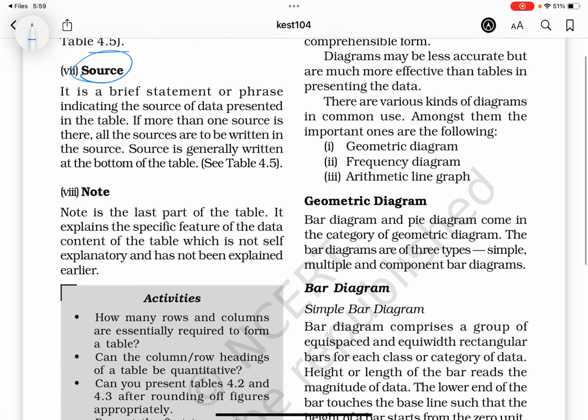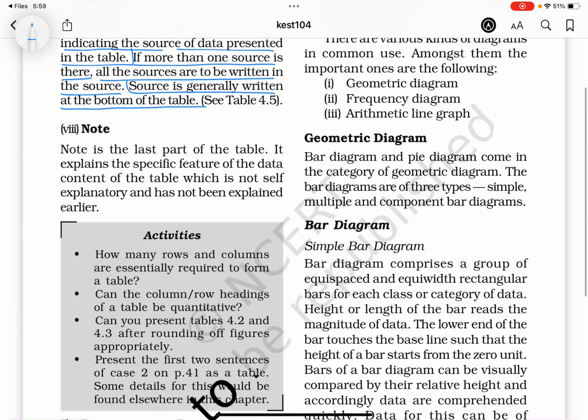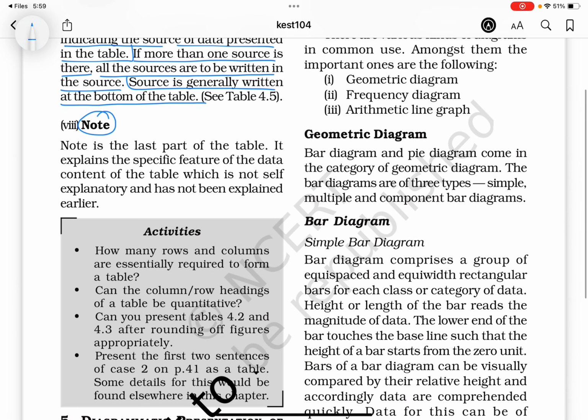After this, the source. It is a brief statement or phrase indicating the source of data presented in the table. If more than one source is there, all the sources are to be written in the source. Source is generally written at the bottom of the table. Note is the last part of the table. It explains the specific features of the data content of the table, which are not self-explanatory and have not been explained earlier.